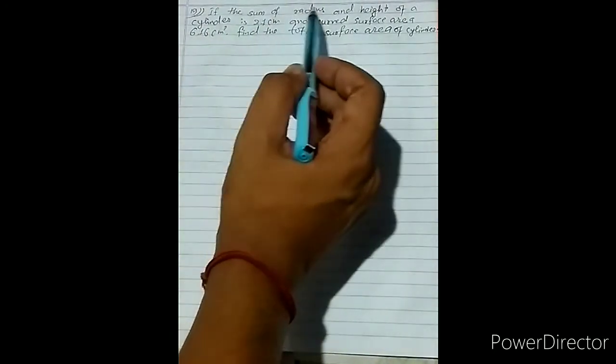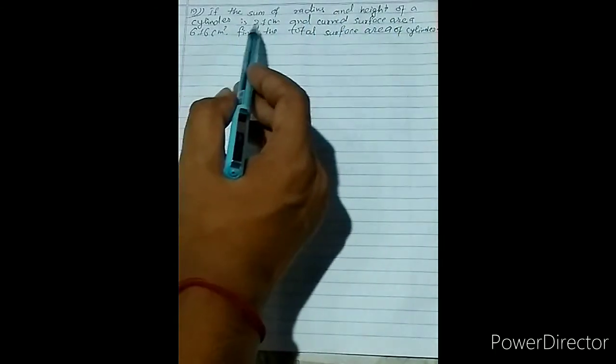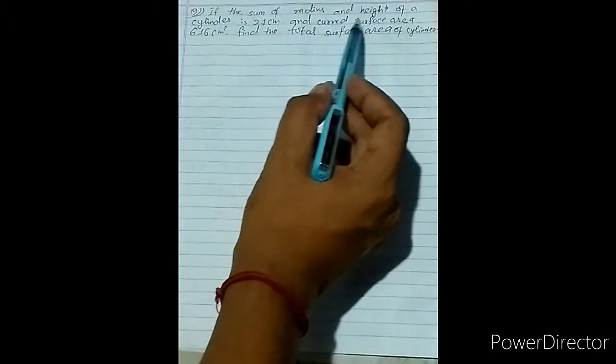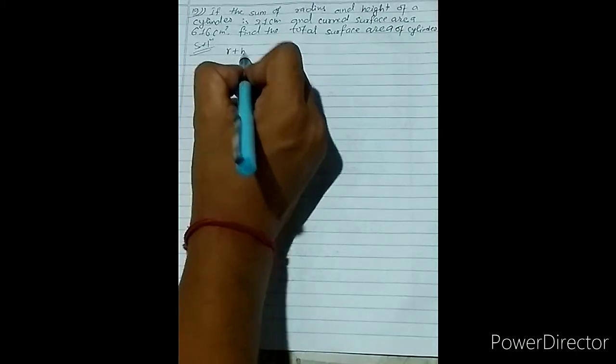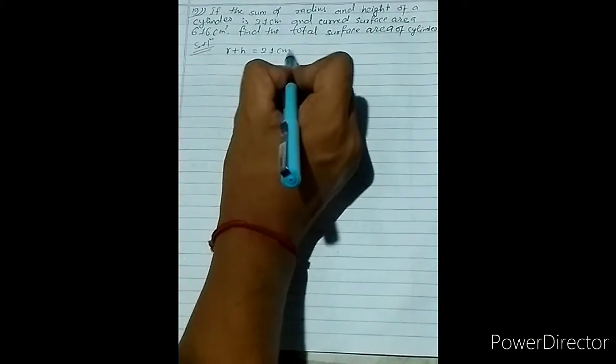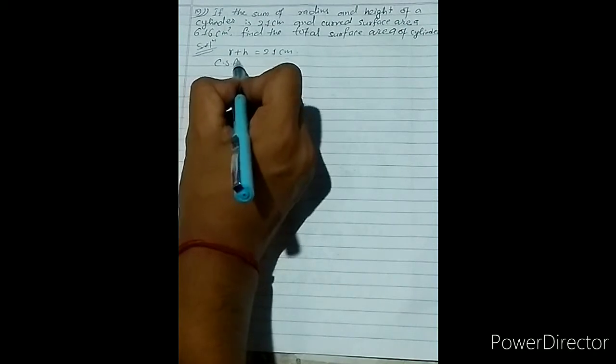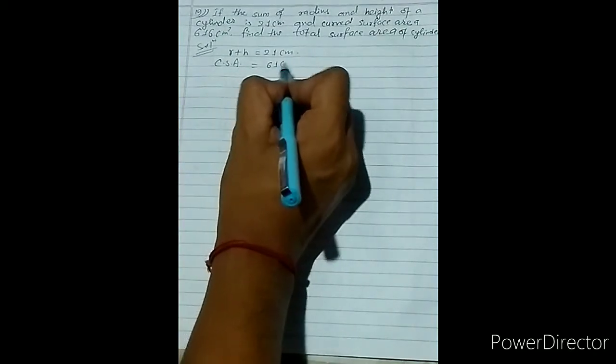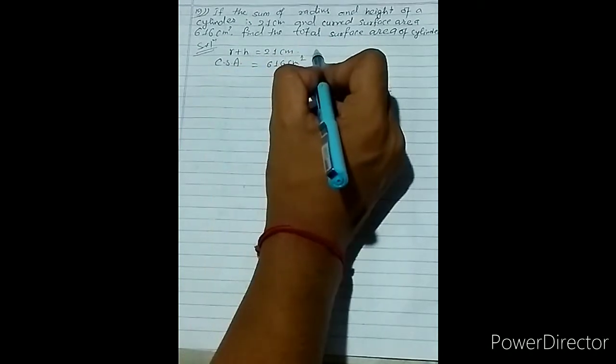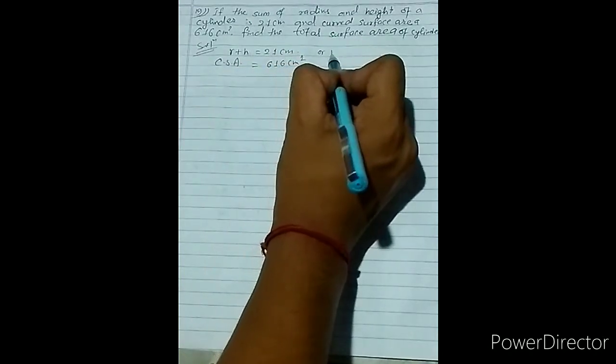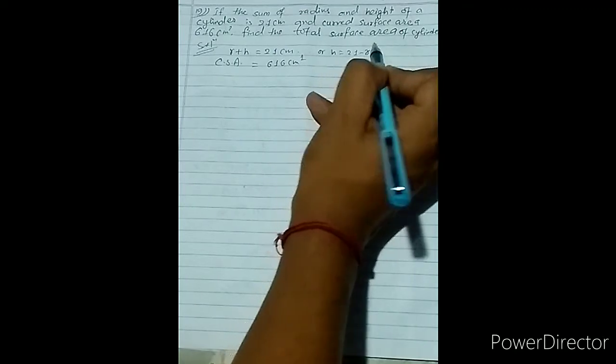If the sum of radius and height of a cylinder is 21 cm and curved surface area is 660 cm square, you have to find total surface area of that cylinder. Here, sum of radius and height is given 21 cm, where curved surface area is 660 cm square. From here, we can write h is equals to 21 minus r.